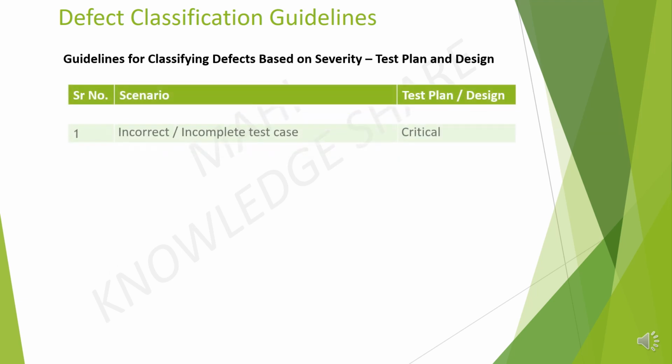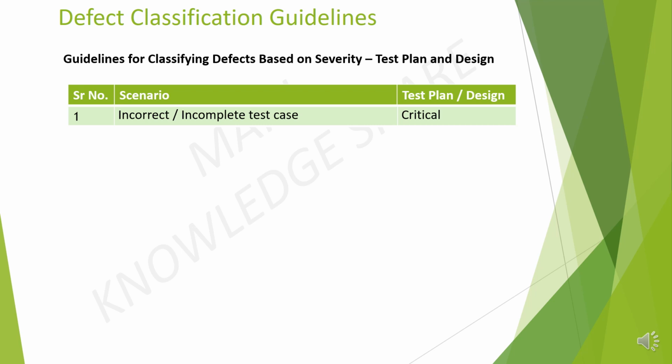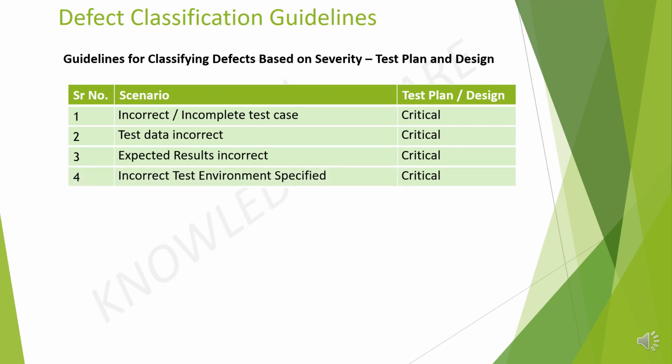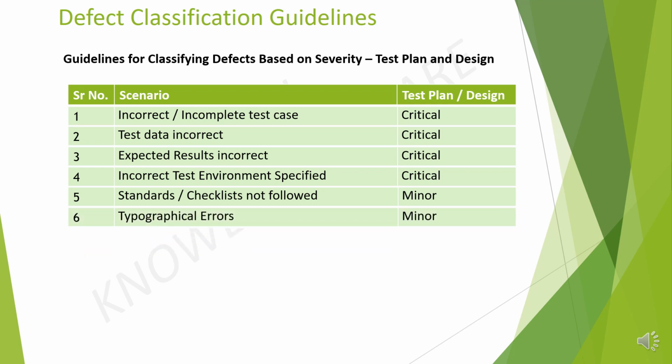Scenario number 1, incorrect or incomplete test case. Severity is critical. Scenario 2, test data incorrect. Severity is critical. Scenario 3, expected results incorrect. Severity is critical. Scenario 4, incorrect test environment specified. Severity is critical. Scenario 5, standards and checklist not followed. Severity is minor. Scenario 6, typographical error. Severity is minor.